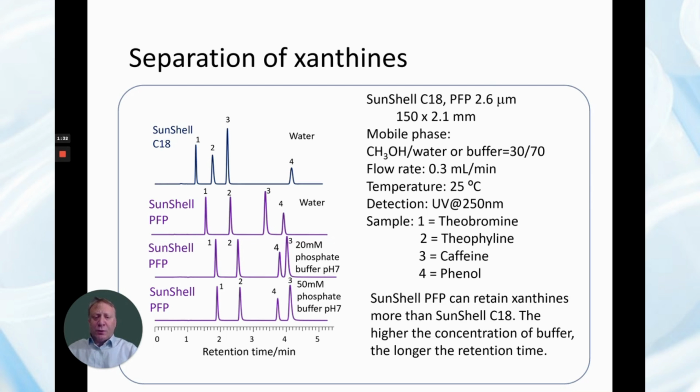But looking at the top two chromatograms, you will see that the PFP column retains xanthines better than a SunShell C18 column. And if you hone in a little more on peak number 3, caffeine, you can see that the retention time for something like caffeine is longer with a SunShell PFP column. And then if you add a phosphate buffer, at the bottom two, in one case there's 20 millimolar of a phosphate buffer, and the one on the bottom is 50 millimolar of a phosphate buffer, you can see that the retention time is longer in these cases.